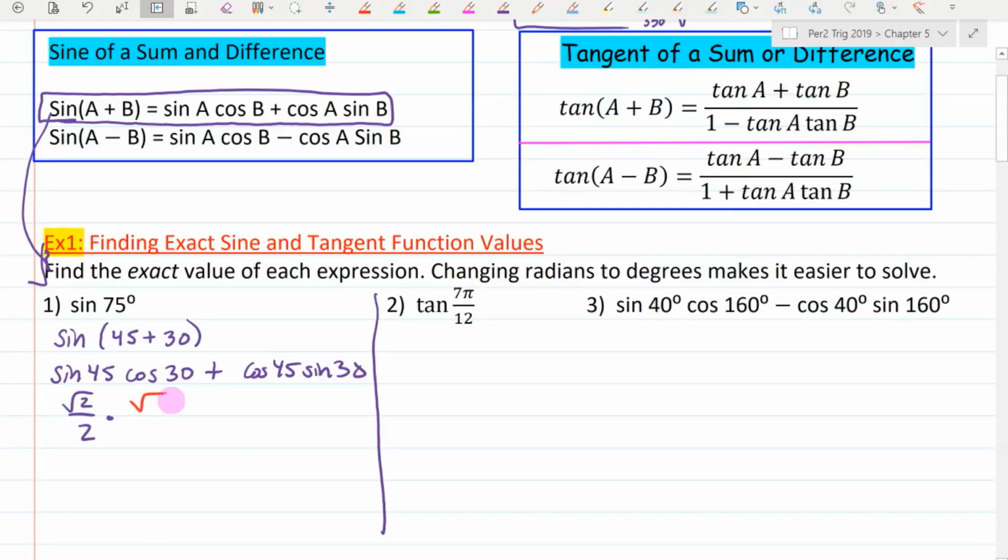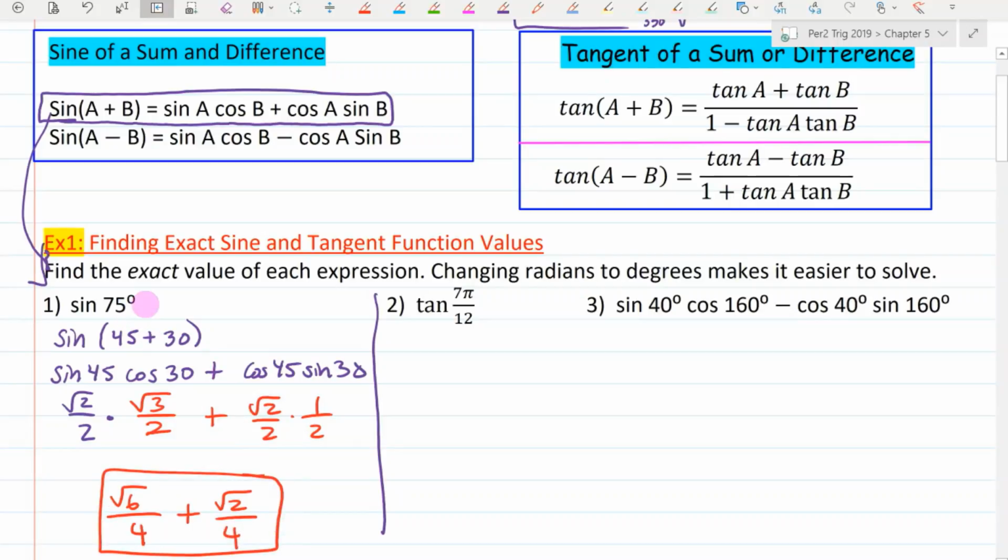All right. Radical 3 over 2 plus radical 2 over 2 times 1/2. Radical 6 over 4, plus radical 2 over 4. That should look familiar. This is slightly different because cosine was cosine, cosine, and then sine, sine, and the signs were different, and here they're the same.